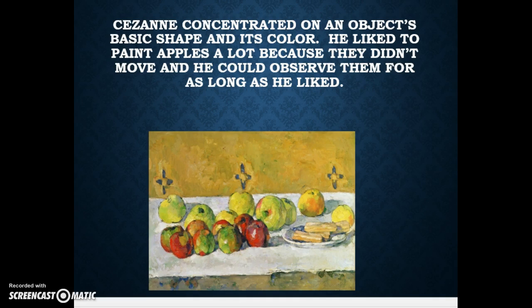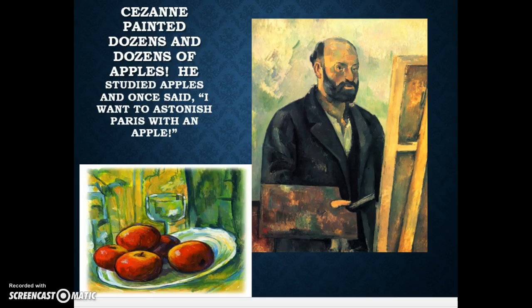Cézanne concentrated on an object's basic shape and its color. He liked to paint apples a lot because they didn't move and he could observe them for as long as he liked. Cézanne painted dozens and dozens of apples. He studied apples and once said, "I want to astonish Paris with an apple."